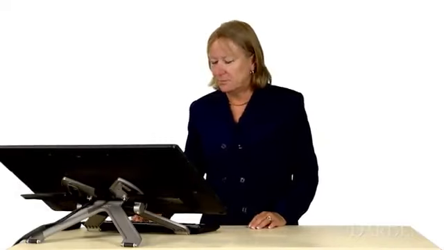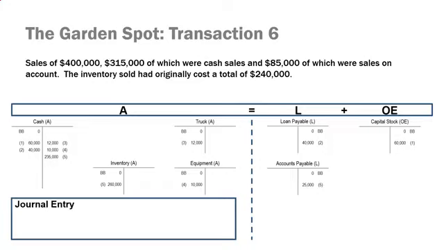Now let's apply what we've learned by recording transactions 6 through 8 for the garden spot. The garden spot had sales of $400,000 during the year, $315,000 of which were cash sales, and the remaining $85,000 of which were sales on account. The inventory that they sold had originally cost a total of $240,000.